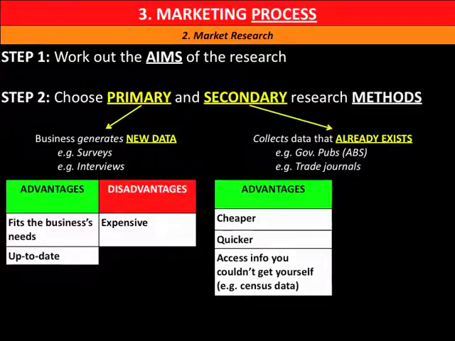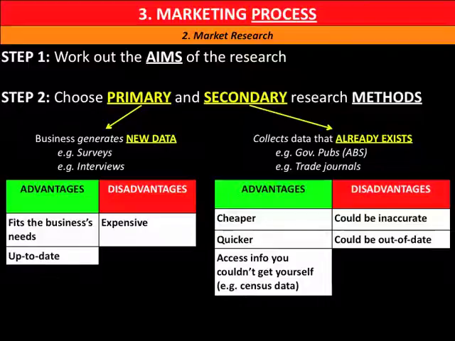So if you're a small business especially, you can't do your own census. Ask everyone in Australia all those questions. So you might be able to get access to data that you couldn't find out yourself. The problem is that it might be inaccurate. It might not be exactly what you wanted to know, and it might even be out of date. So you do need to try and balance the primary and secondary research methods.